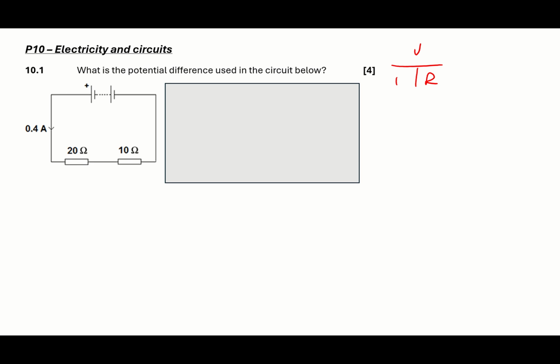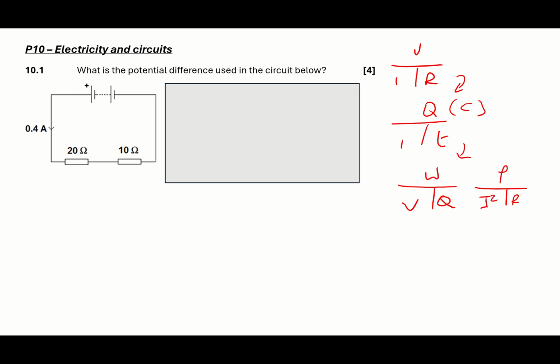V = I R. You know that can then bounce into Q = I t to work out the charge in coulombs. You know that can then bounce into V = W / Q, or I = Q / t. They'll tend to bounce it into one of those, or they can bounce it into P = I V. And remember, your work done is the same as energy, in joules.